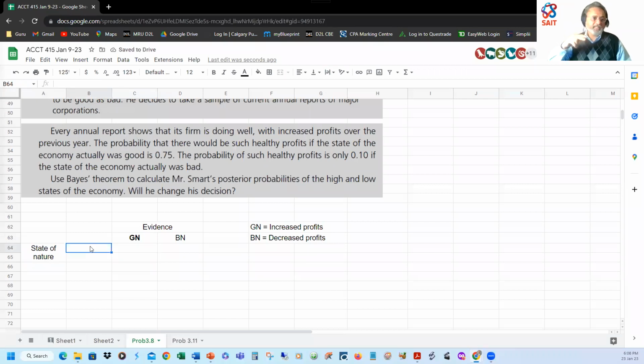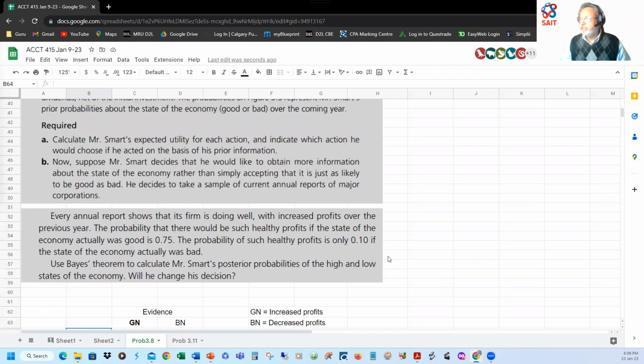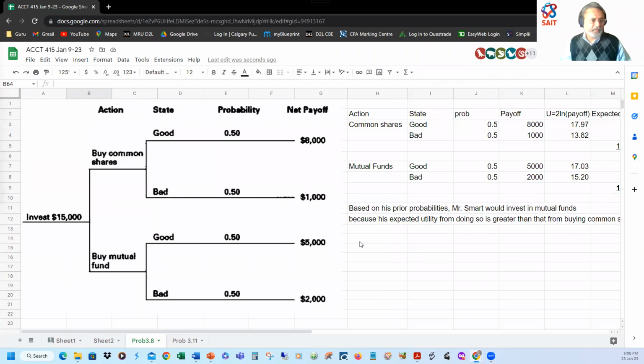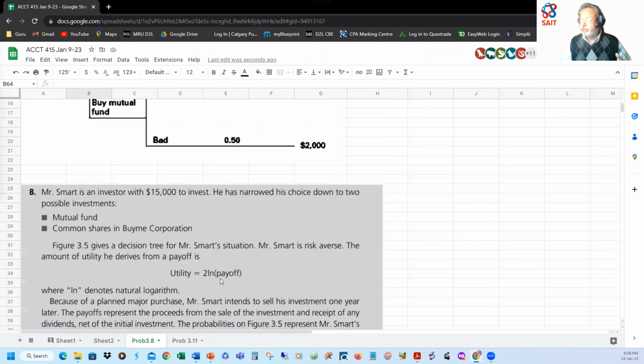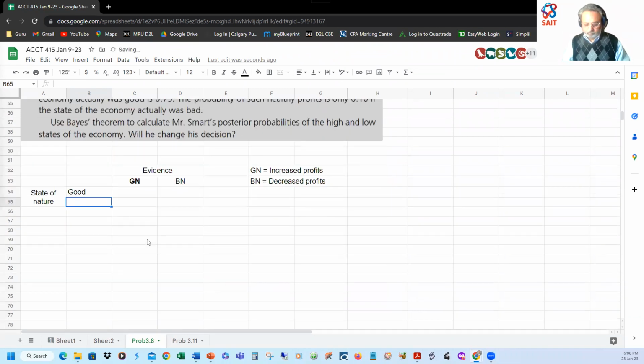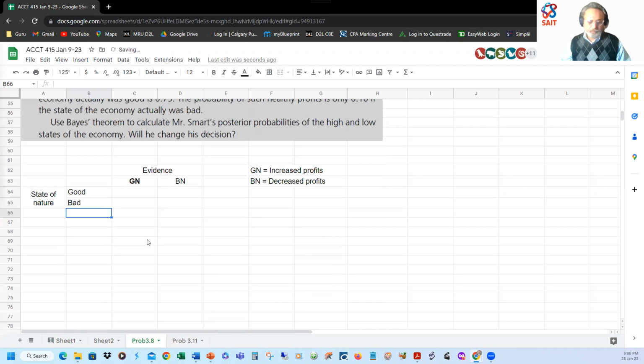there are two possible states of nature as well. We're simplifying it. It is possible for there to be more than two, but over here, just with the two, for Mr. Smart, the two states of nature are good and bad. So good is the high state, and bad would be the low state, if you will.